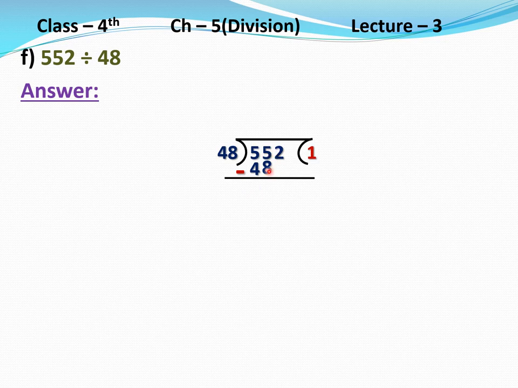See, 5 minus 8 is not possible, so we will take a borrow from this 5. This 5 will become 4 and this 5 will become 15. 15 minus 8 is 7, write 7 here, and 4 minus 4 is 0, write 0 here. Now take the next number, that is 2. Write down 2. The number is 72.